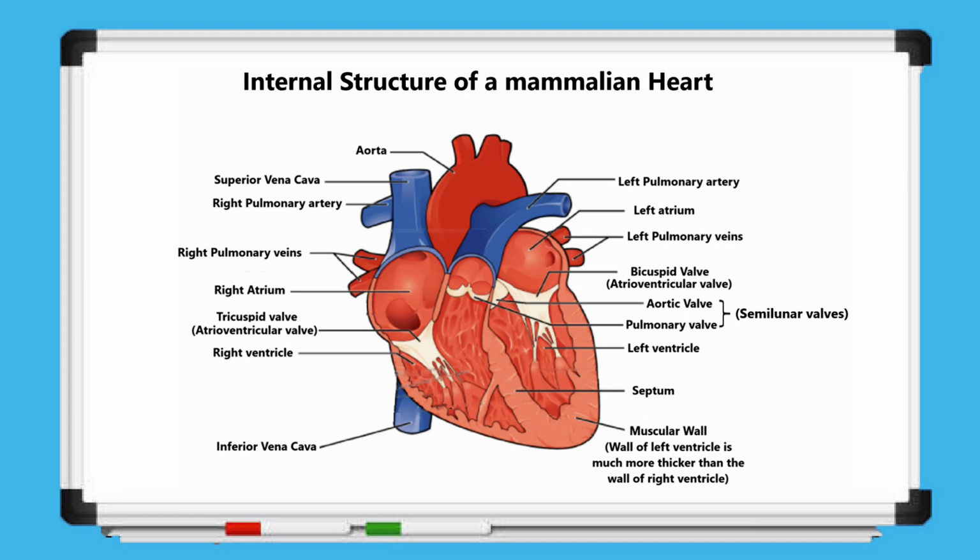As we explore the diagram, we first notice the four chambers of the heart: the right atrium, the left atrium, the right ventricle, and the left ventricle. These chambers work together to receive and pump blood, forming the core of the heart's internal structure.